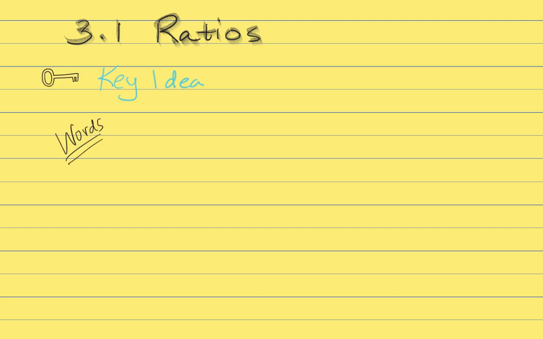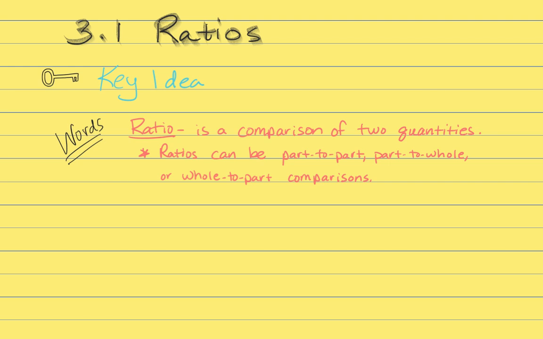Here we go. Our key idea is simply ratios, and I'm going to write out the definition right now. You can pause it after I write it out, and then write it down, and I'll go over it. A ratio is a comparison of two quantities. So ratios can be part to part, part to whole, or whole to part comparisons.